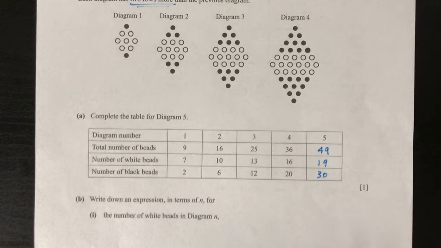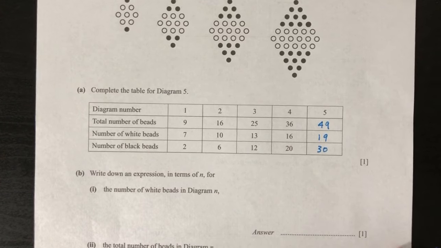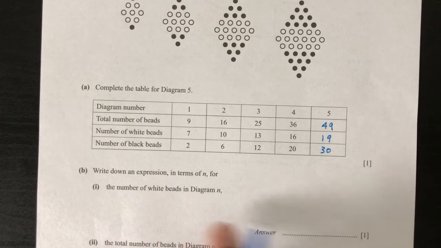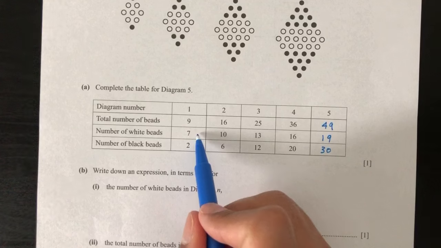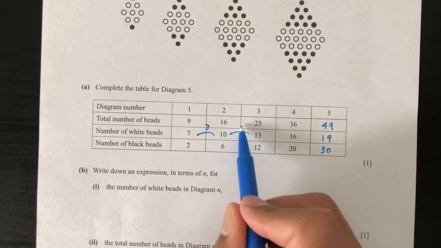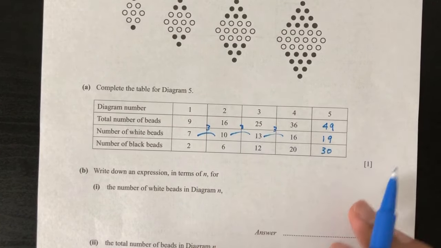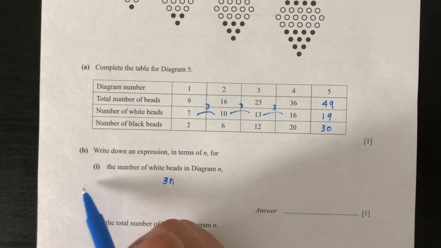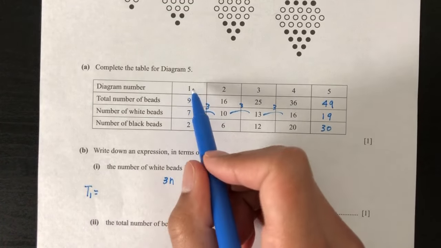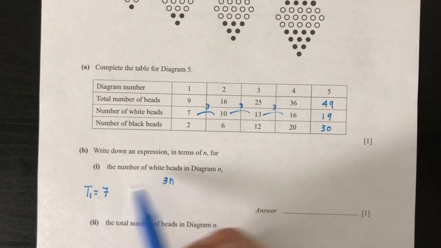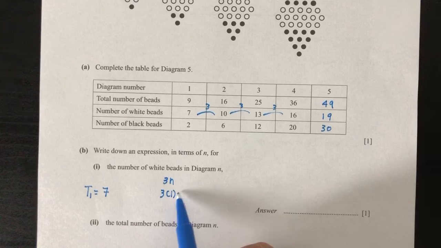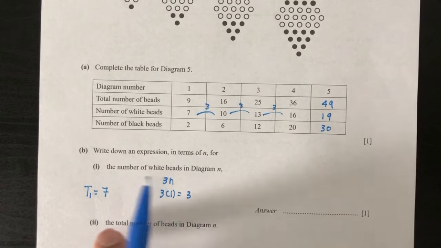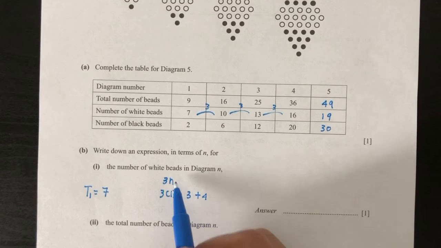Right. Now part B, write down the expression in terms of n for the white beads. It's pretty easy. As you can see, the difference here is 3, 3, and 3. So we write down 3n to begin with. Now, we know that the first term is given to you as 7. But if you replace n with 1 in 3n, it gives you 3. 3 and 7 are not the same, but how can you make 3 become 7? You have to add 4. So we add 4 here as well.